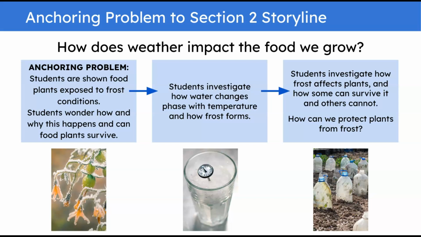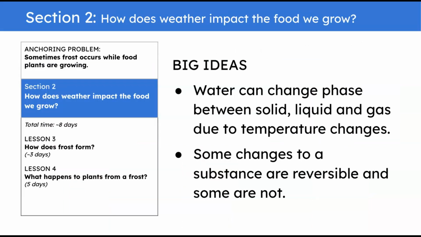This sets students up to consider how we might protect plants from frost when it happens, which they will explore in Section 3. We had a lot of fun developing the plant frosting investigation and hope your class enjoys it. Through the storyline of Section 2, students gain an understanding of these standards-based big ideas. Water can change phase between solid, liquid, and gas due to temperature changes. Some changes to a substance are reversible, and some are not. Section 2 should take about 8 days to complete.